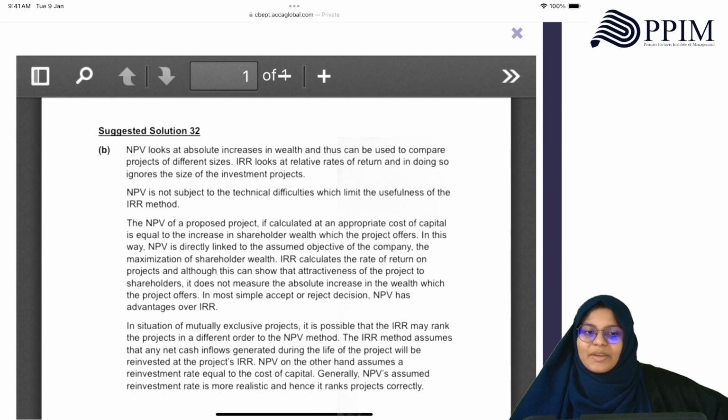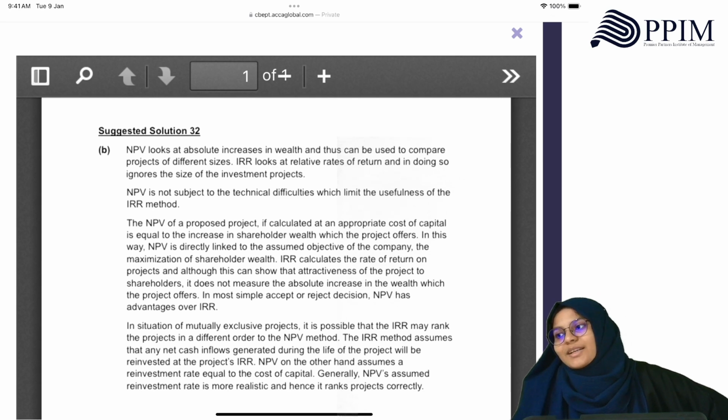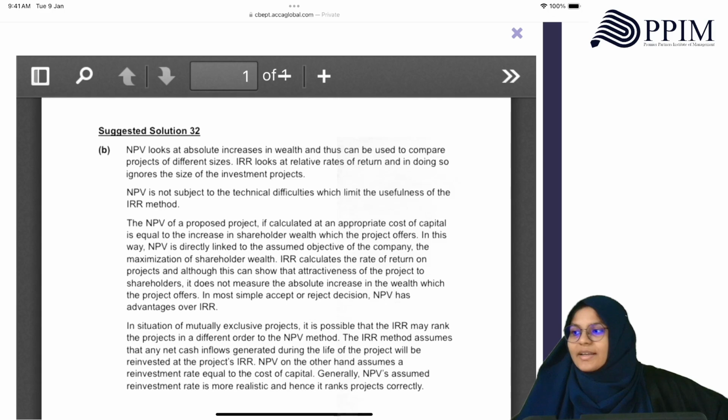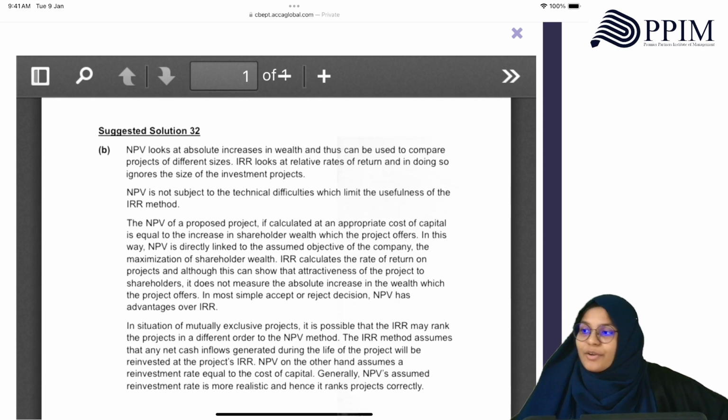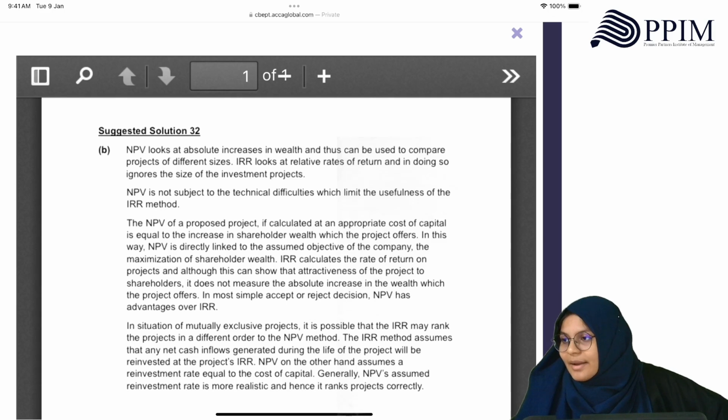Then they're saying NPV is not subject to technical difficulties which limit the usefulness of the IRR method. I have mentioned this before. If there is a project that doesn't have a conventional cash flow, meaning in year naught there is an initial investment, after that every year there is an inflow, and you are not having that kind of a pattern, you will calculate multiple IRRs. So in NPV you don't have that problem. IRR technical difficulties are there. So that's the second point that they're saying.